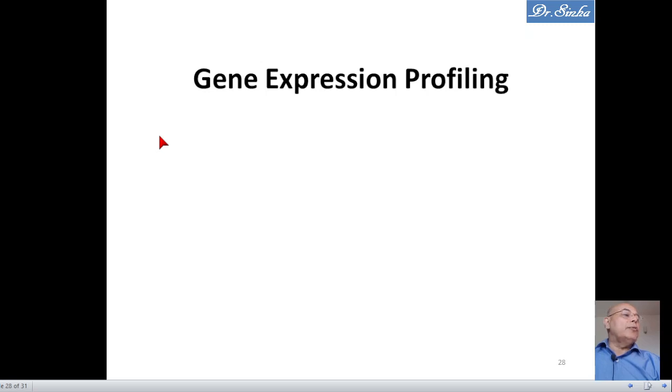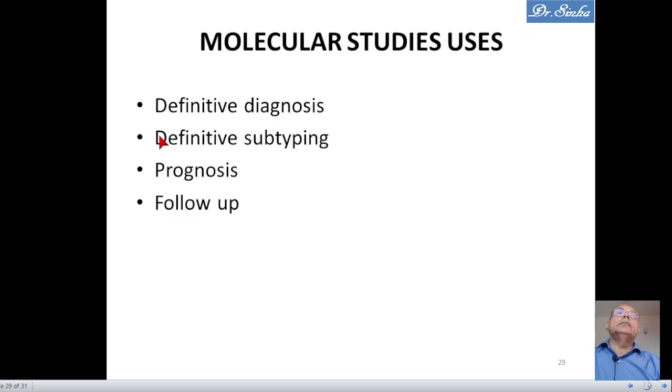An analog of gene expression profiling is the genomic barcode that differentiates different types of lymphomas. One can know about therapeutic response. Methods of gene expression profiling are either microarray, that is DNA chip, or next generation sequencing. Use of molecular studies is in definitive diagnosis, definitive subtyping, prognostication, and in follow-up of cases.